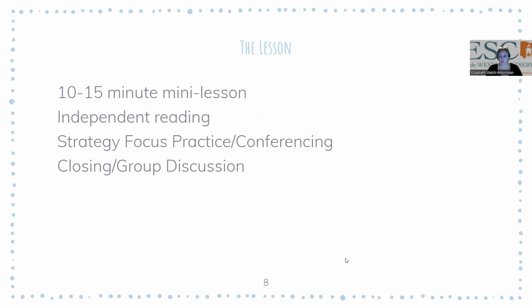So a reading workshop lesson has 4 components. A 10 to 15 minute mini lesson that the teacher will do, where they model a skill or a strategy. Time for the students immediately to engage in reading, so independent reading time. Conferencing and strategy focusing during that independent reading time.